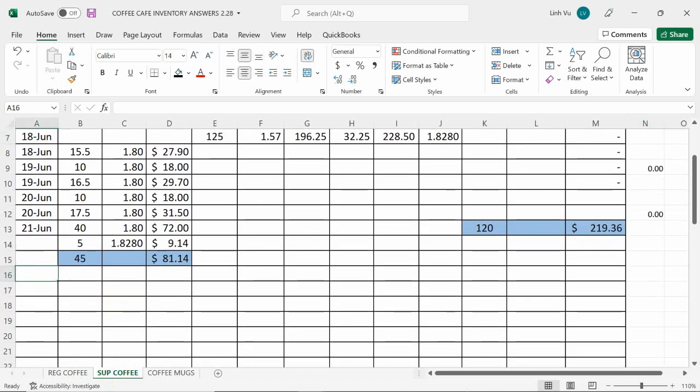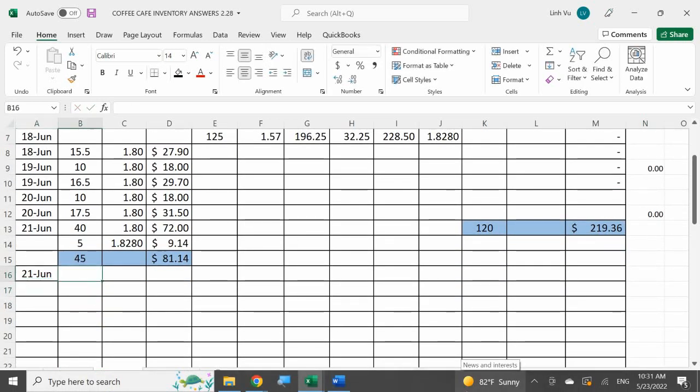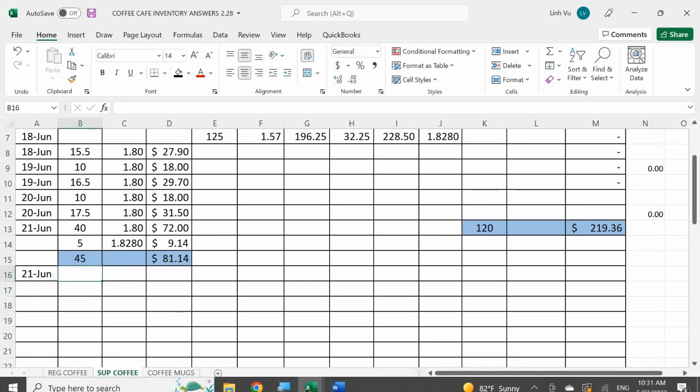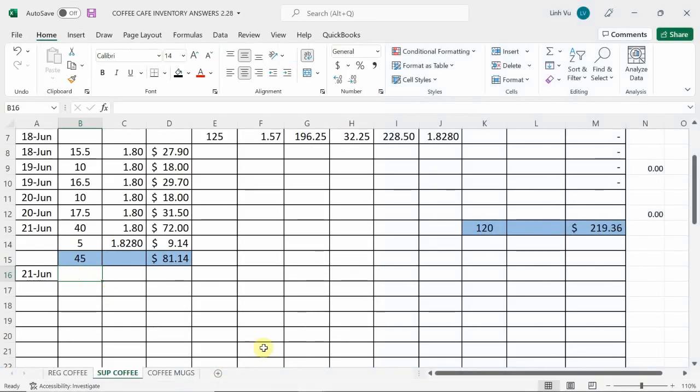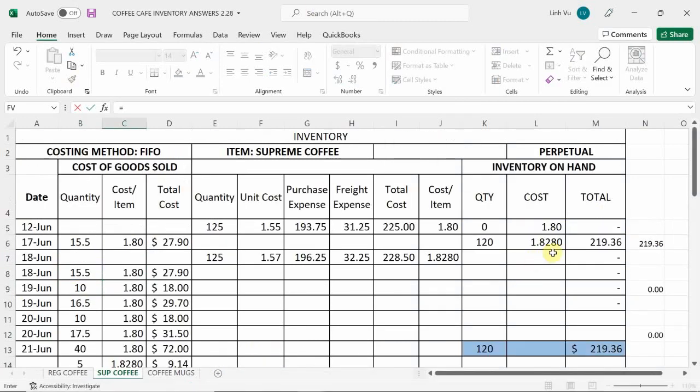Okay. So now here I have Supreme Coffee. How many pounds did I use? We use 17 and a half pounds. Now in this case, how many batches of inventory do I have? So we're left with 99. This is another different coffee. This is Supreme Coffee now. We have 120.